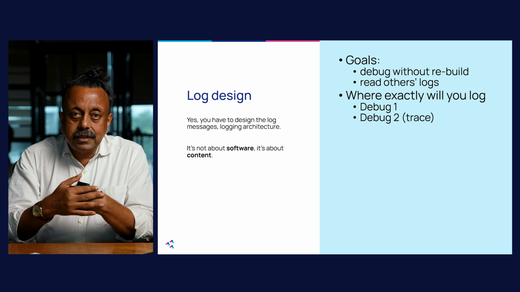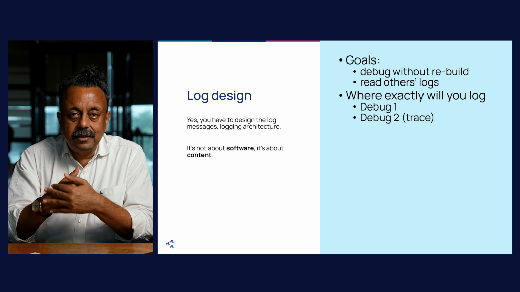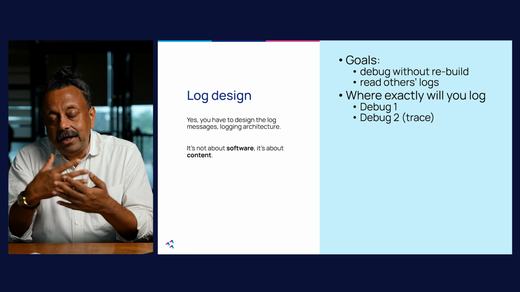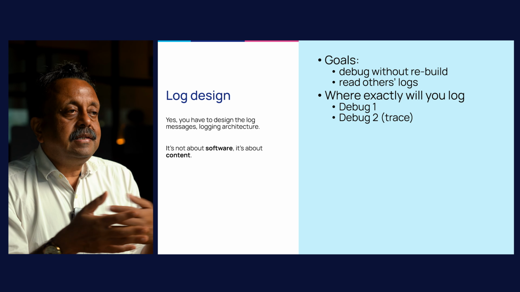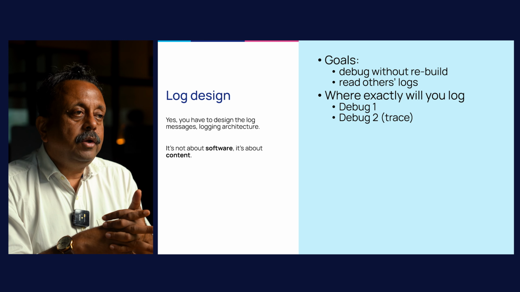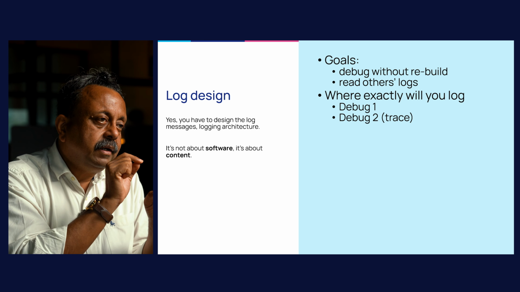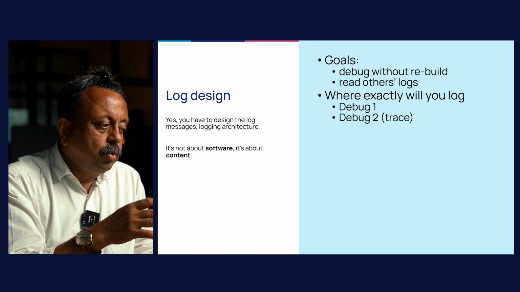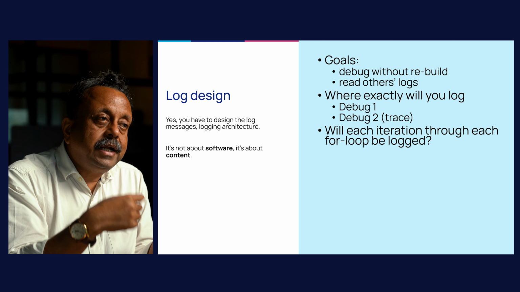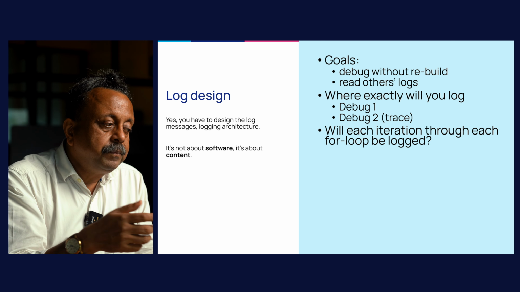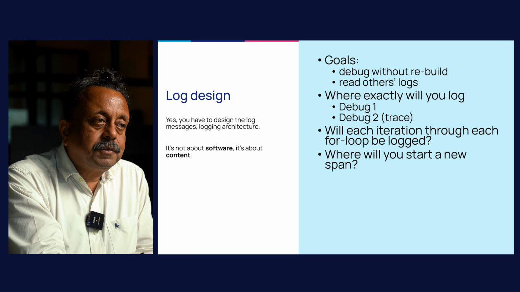So once you approach logging with this mindset where you need to design not just the software but the logs themselves, then you begin to face these decisions about what will you log, where will you log, which are the points in your software where you will be inserting debug 1 logs and debug 2 logs, etc. If you want to implement a for loop, will you be logging inside the for loop so that every iteration is logged in the logging system? So all of these need to be decided. Then there is this issue of a span.